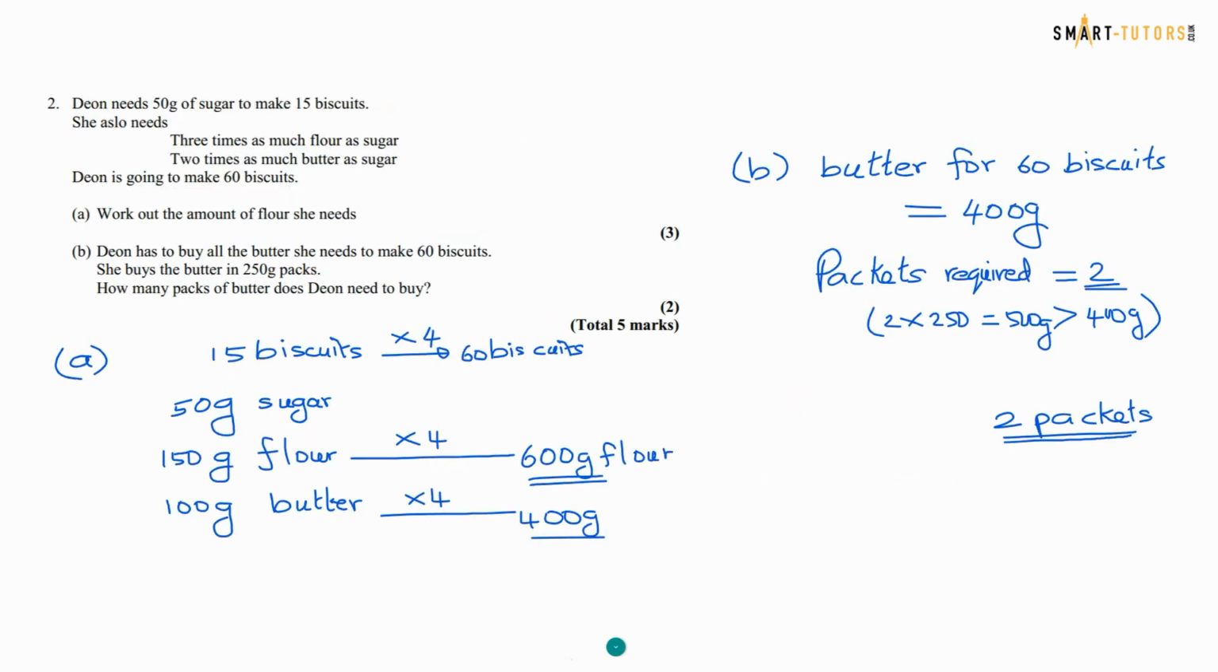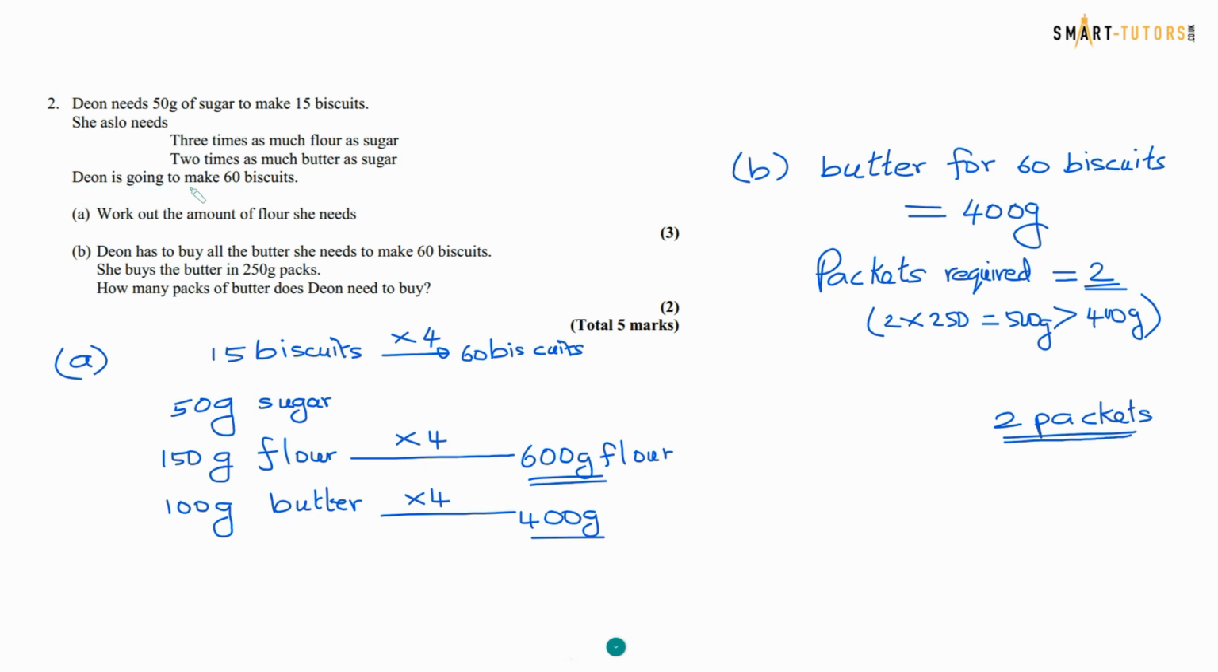Question number 2. Dion needs 150 grams of sugar to make 15 biscuits. She also needs 4 times as much flour as sugar. So sugar is 150 grams, flour is 4 times, so 4 times 150 is going to be 600 grams. And 2 times as much as sugar for butter. So you need to times by 2. So 2 times 50 is going to be 100 grams of butter.